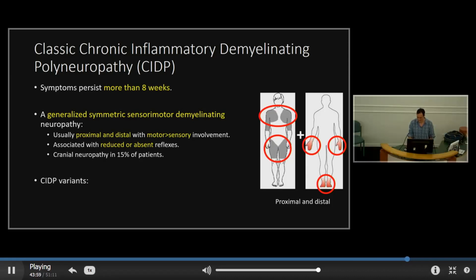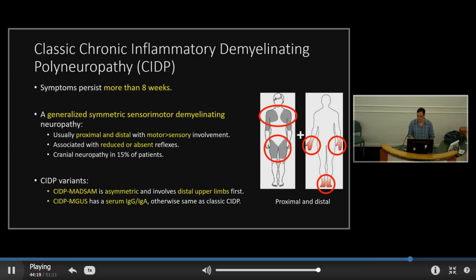Now there are variants. That's classic CIDP, what I just mentioned there. There's a couple variants that are quite important. They pop up once in a while. There's one called MADSAM, CIDP MADSAM, which is an asymmetric version of CIDP. And you get the arms, particularly the hands, involved first. The person will complain of weak grip. Another one is the CIDP MGUS. It's the same as the classic CIDP, but you get a paraprotein, IgG or IgA usually, and you treat it the same. But it does mean you might have to look for hematological disorders as well.